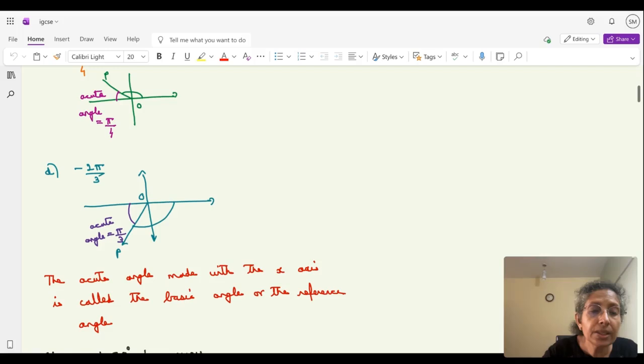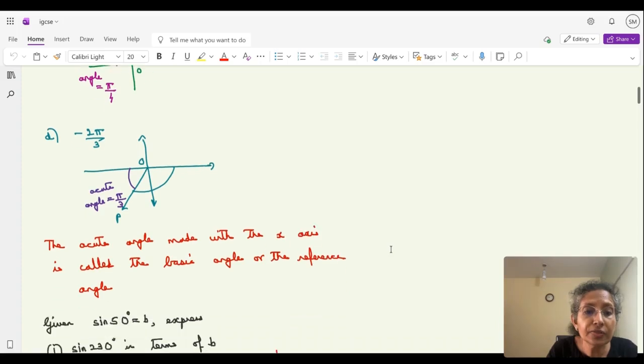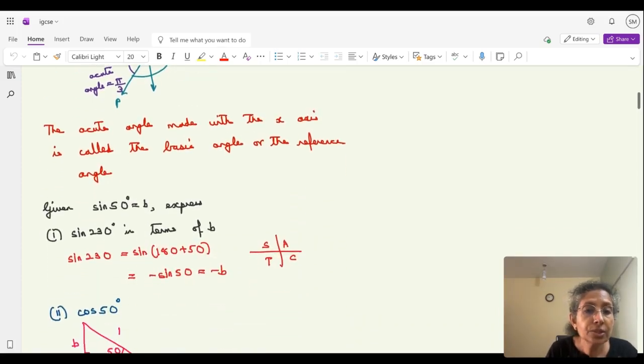Minus 2 pi by 3. Minus means you measure clockwise instead of anti-clockwise, so this will be 2 pi by 3, which is marked in green, and the acute angle is pi by 3. So the acute angle made with the x-axis is called the basic angle or the reference angle. Coming to the next question.